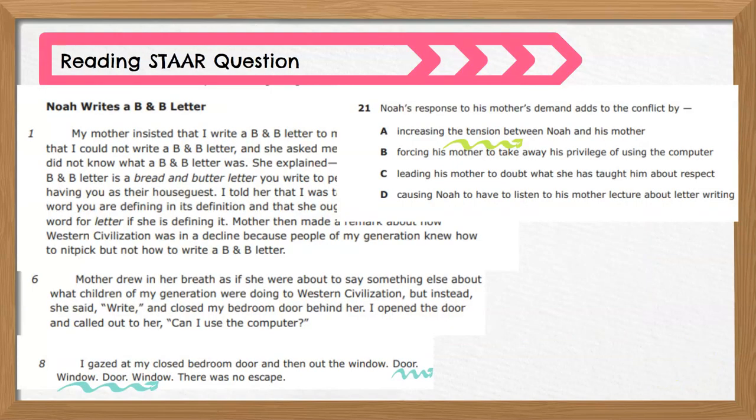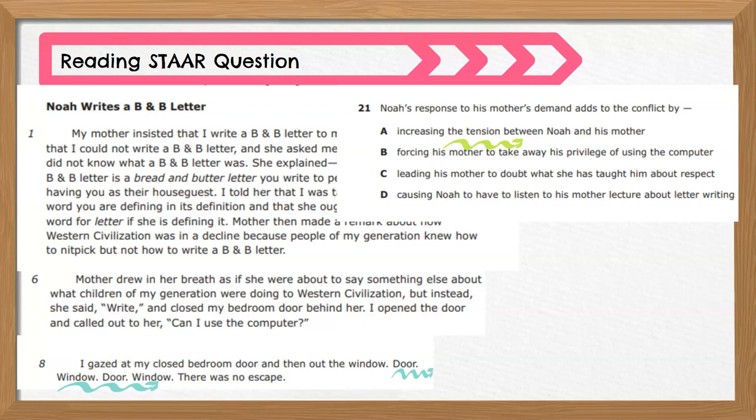So let's look at the STAR reading test. The reading STAR might not ask specifically about an author's use of fragments, but if we know that the author uses them for specific purposes, we can use that information to help us understand our reading and to help answer questions about what we read. So take a look at this question from the STAR reading. The question says, Noah's response to his mother's demand adds to the conflict by, and the answer is increasing the tension between Noah and his mother.